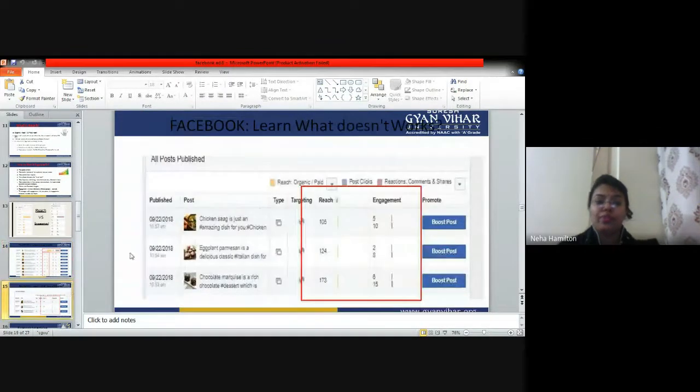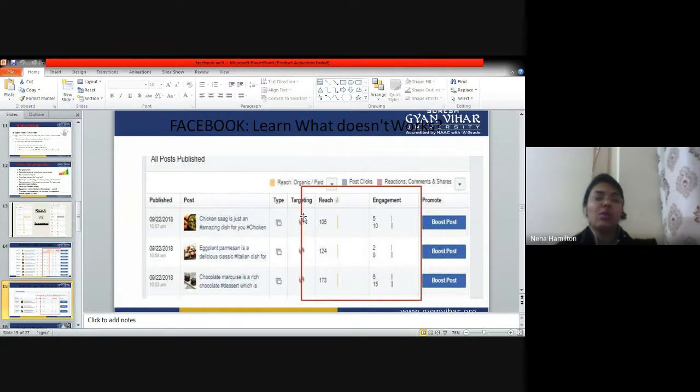Learn what doesn't work. So now, because we are investing, because we are paying money to Facebook, it is important to understand what works and what doesn't, right? For example, here you have to compare the reach and engagement.